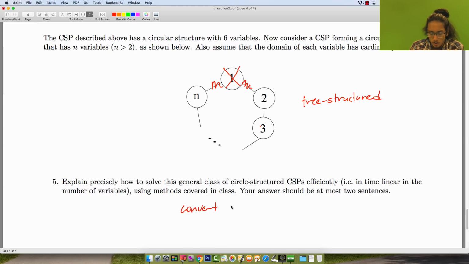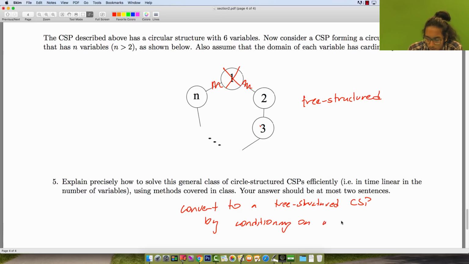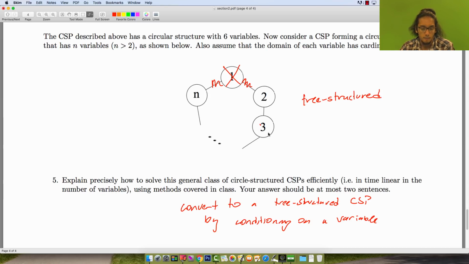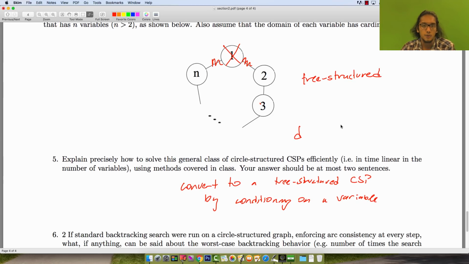So you can convert to a tree-structured CSP by conditioning on one of the variables. And once you've done this conditioning, you can solve things efficiently using just our consistency, right? Which means basically your algorithm is going to be as efficient as d runs of our consistency, where d is the size of the domain of whichever variable you are conditioning on. And that's the answer to part 5.